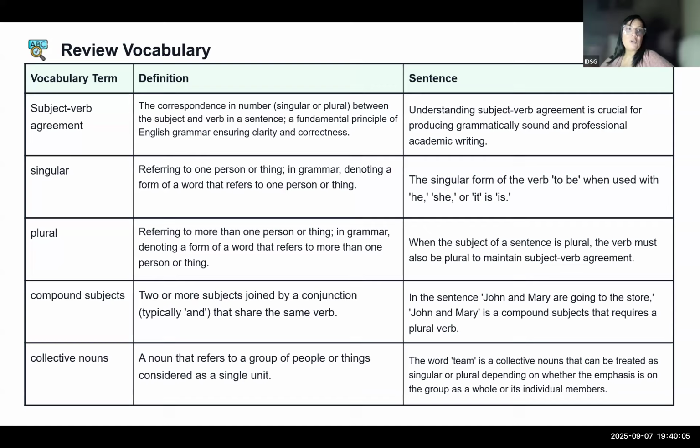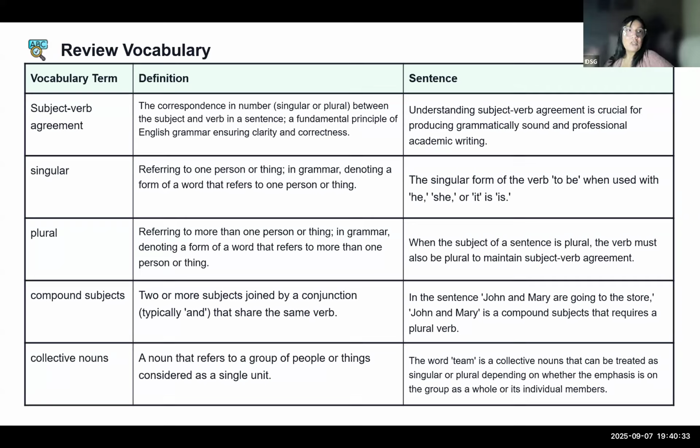Now we're going to review some keywords and vocabulary relevant to our class. There are 5 specific vocabulary terms that are important for us to review, because in our next class, we will be having a match exercise so we can match the vocabulary term with its definition or an example sentence.